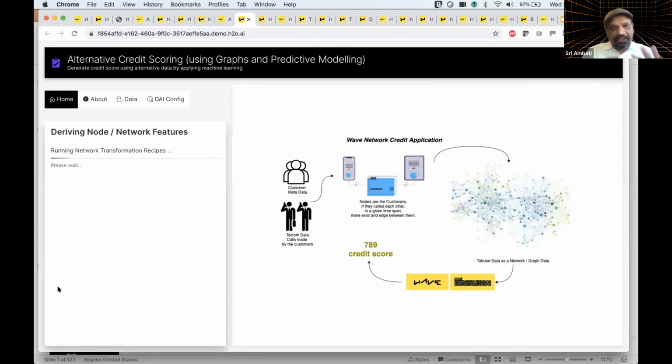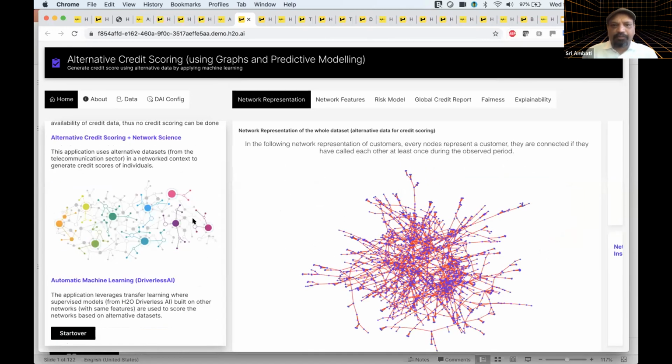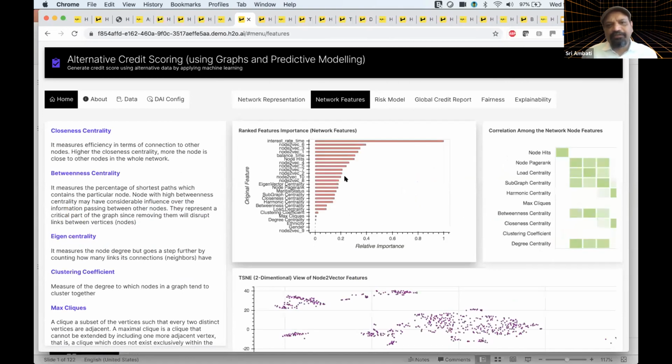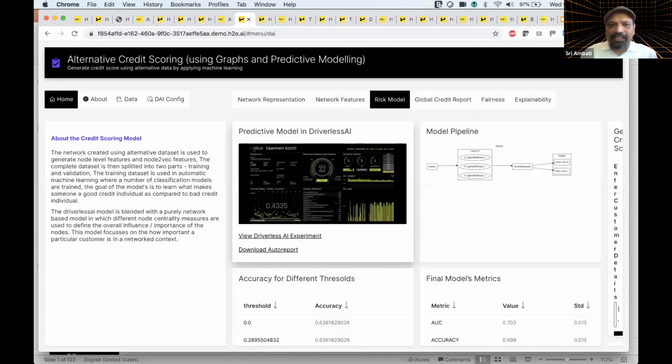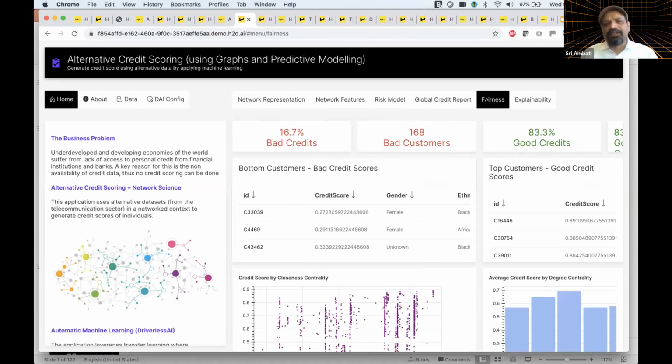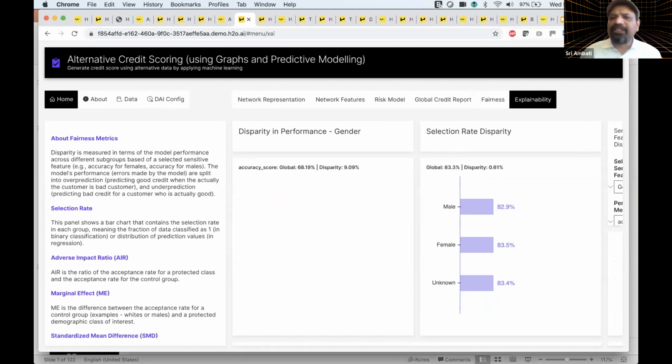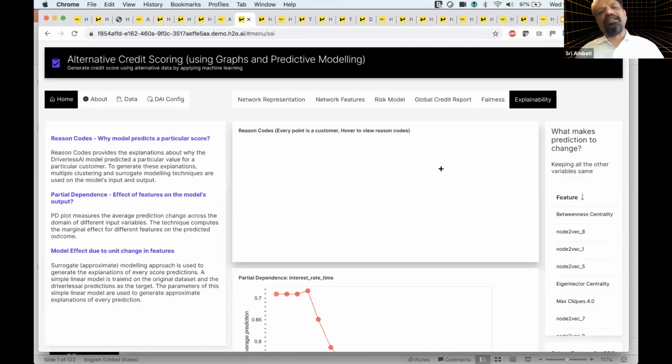Now, of course, most of this is running on the H2O AI Cloud, all of it. The problem we are solving in this demo is how you use graph data as a means to understand cell phones and phone conversations, a means to understand credit. The model was built using Driverless AI. You're able to get the report on the model, how it was built, look at good credit, bad credit, and also fairness, understand gender disparity, and explainability as well, to understand the reason codes behind why.